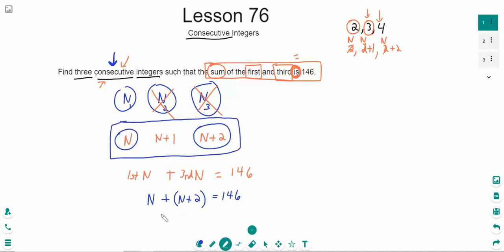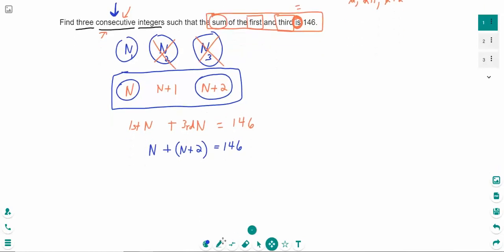It's in one variable, which means we can solve this. It's one equation in one variable. So let's go ahead and solve it. This is just basic review at this point. Now it's just crunching numbers here. So we have n plus 2, and being that this set of parentheses isn't being multiplied by anything, we can drop the parentheses and get n plus n plus 2 is equal to 146.